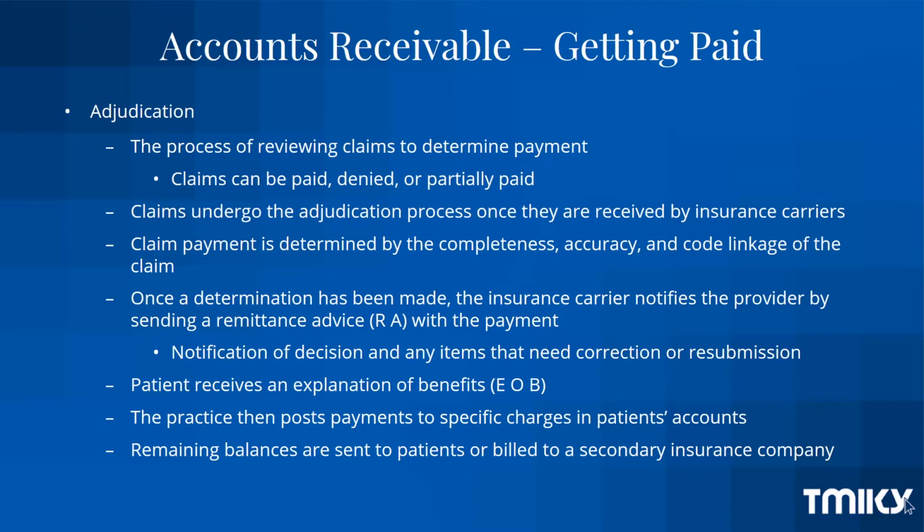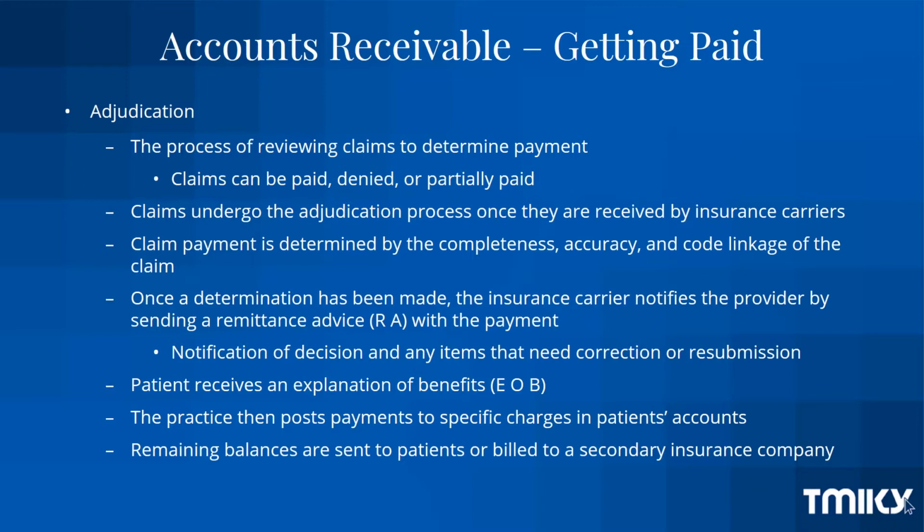Next, let's go over adjudication. This is the process of reviewing claims to determine payment. The claims can be paid, denied, or partially paid. These claims undergo the adjudication process once they are received by the insurance carriers. Claim payment is determined by the completeness, accuracy, and code linkage for the claim.